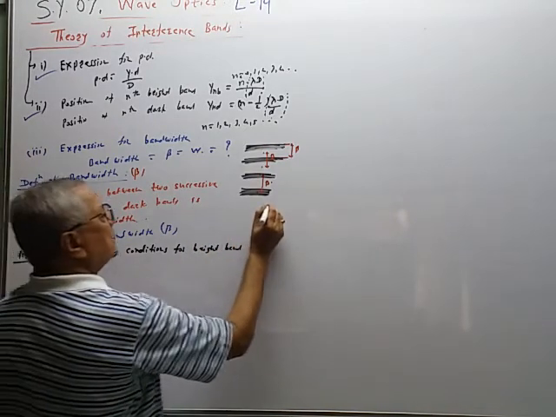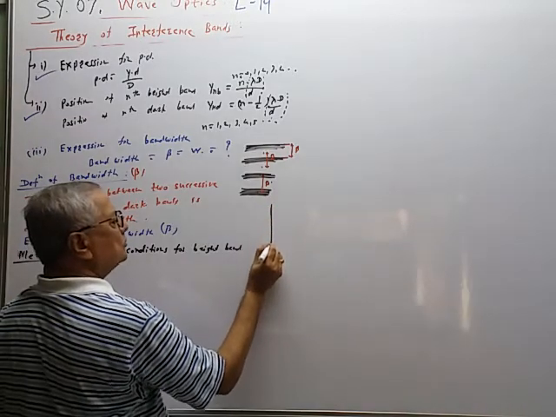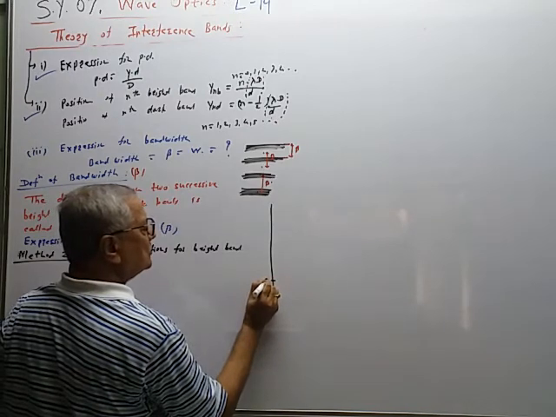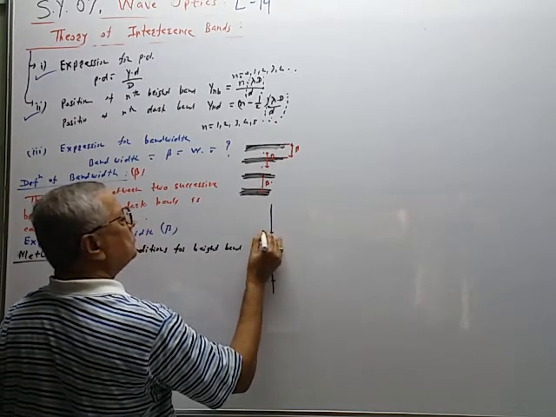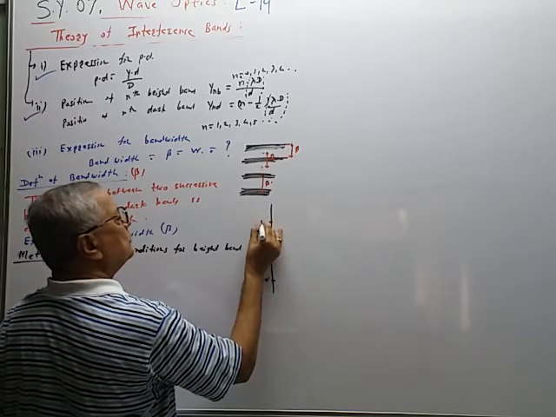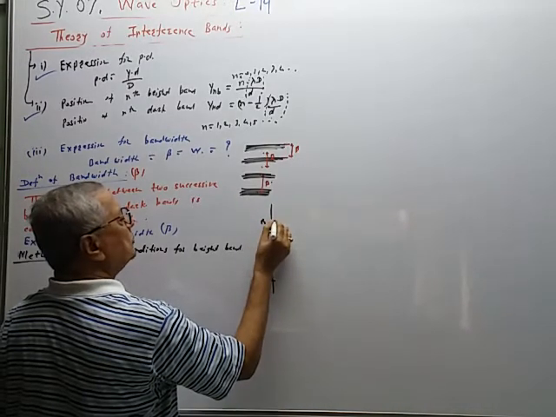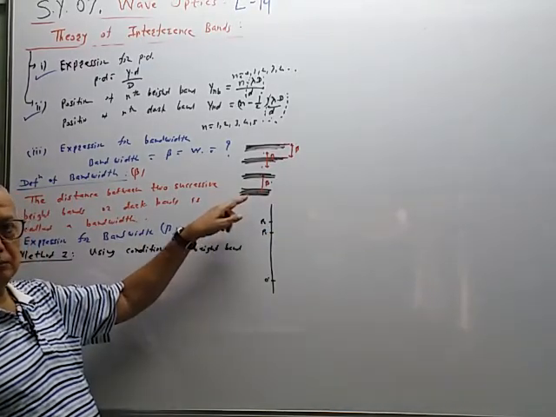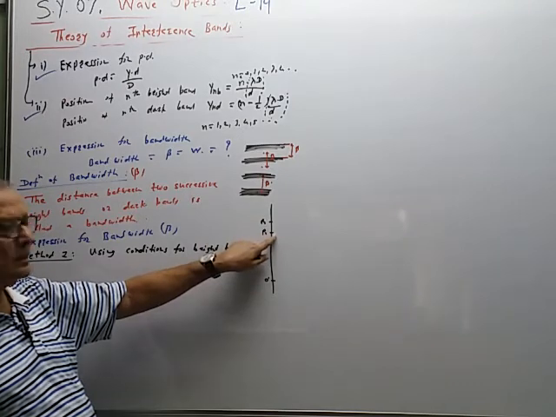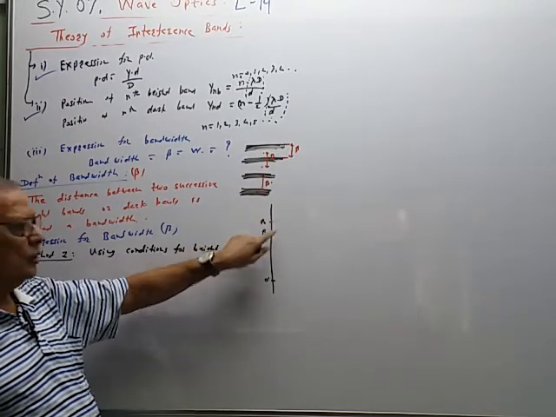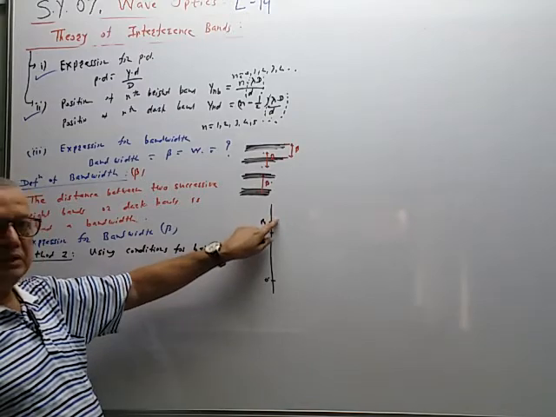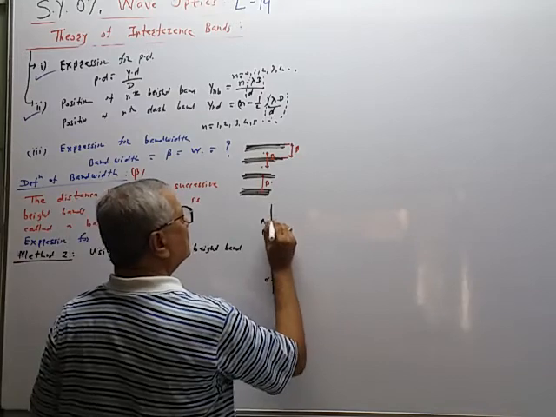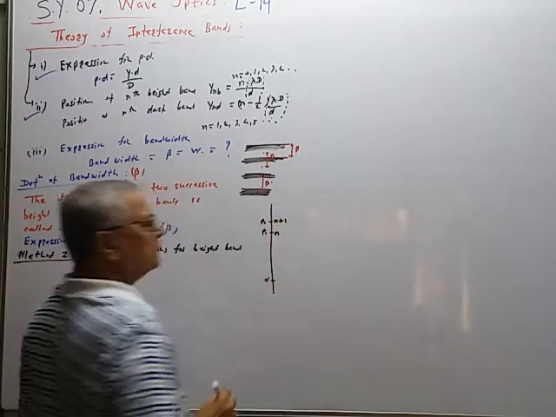So suppose this is a screen where the interference pattern is observed. This is the center of the screen, say O dash. This is the point P1. This is the point P2. So at point P1 and point P2, two successive bright bands are observed. If this band has number n, then this band will have number n plus 1.